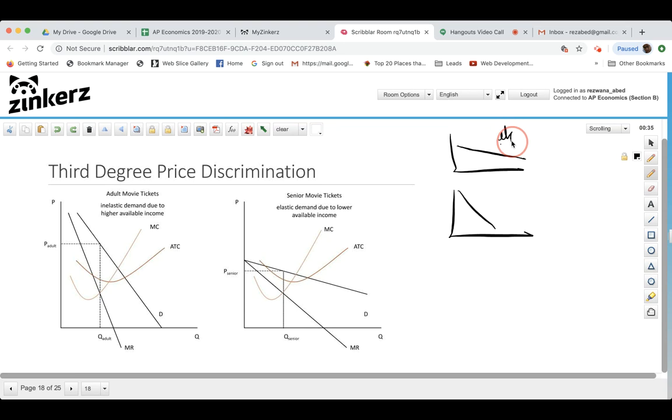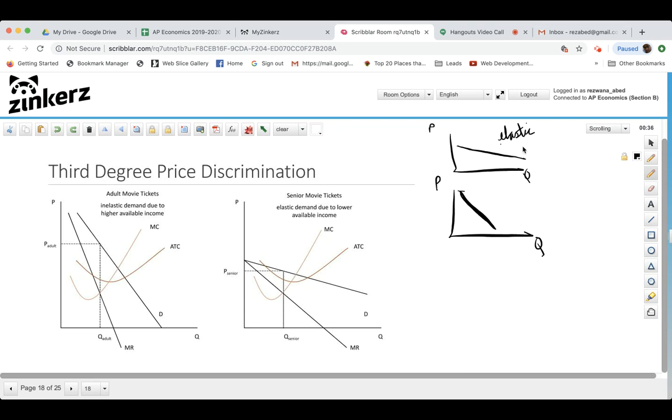If it's flatter, right, the more flat it is, the more elastic your demand is. And then this one, the steeper it is, the more inelastic it is, right? The less responsive to price you are. If you are more elastic, if your demand is flatter, it means that you are very responsive to price.